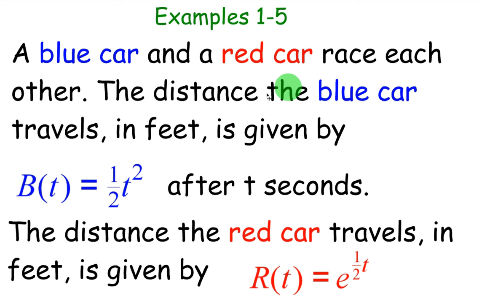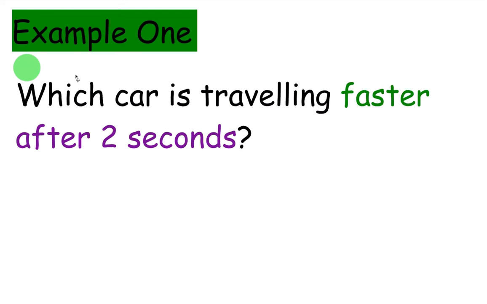A blue car and a red car race each other. The distance the blue car travels in feet or meters, whatever you want to say, is given by b of t equals 1/2 t squared. So that is a quadratic function, coefficient of 1/2 for the blue car. The distance the red car travels in feet is given by r of t equals e to the 1/2 t. So that's an exponential function where the exponent is 1/2 t. So that's it, just these two simple functions, quadratic and exponential. We are going to use both those functions to answer some questions.